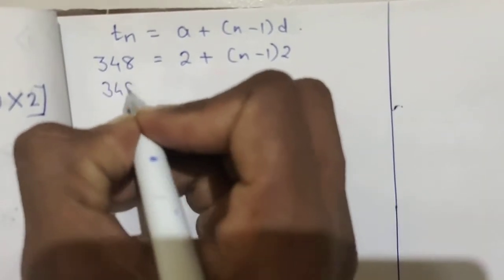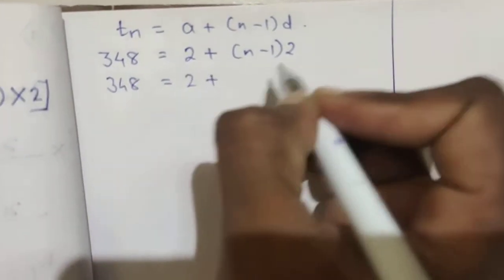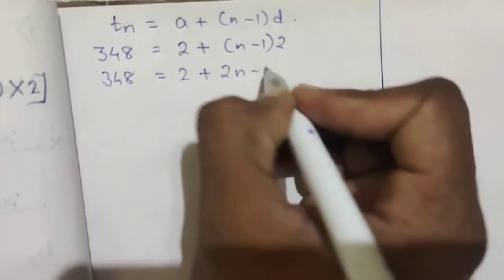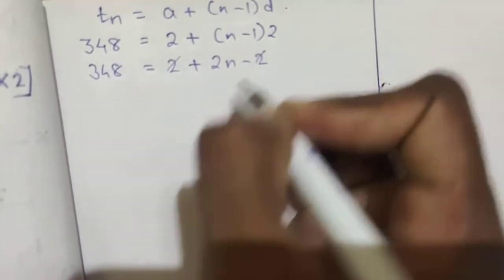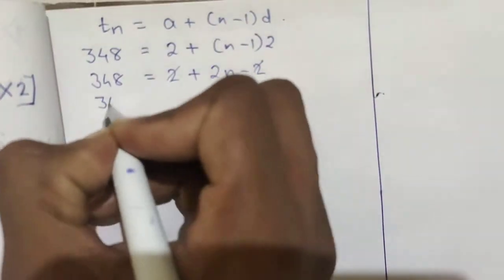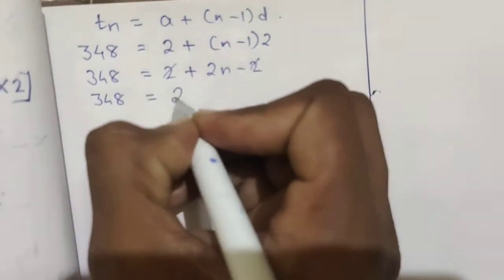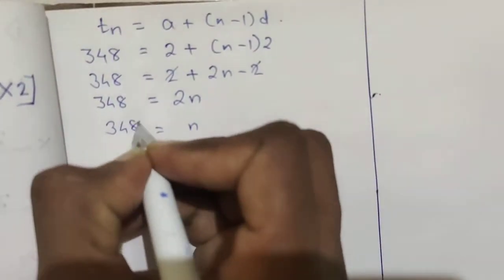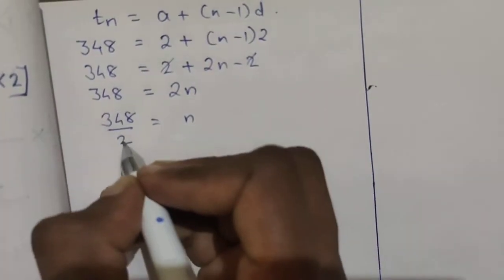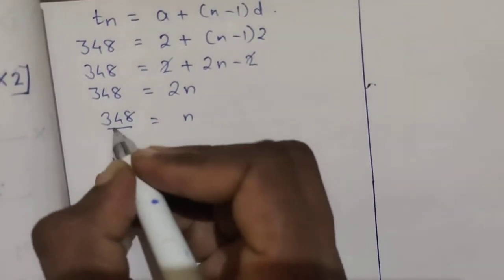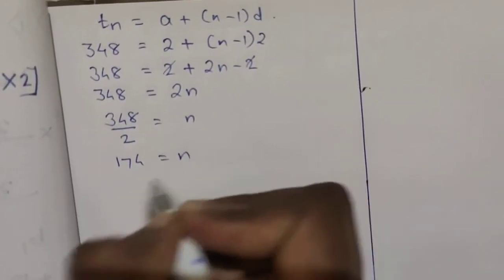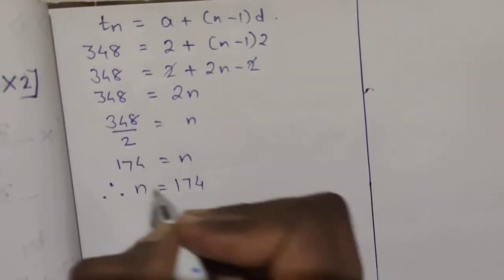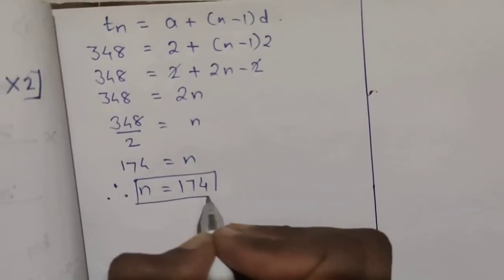Now simplify this. This is 2 plus, multiply this 2 in this bracket. So this becomes 2n minus 2. Now these 2 and minus 2 get cancelled. So you are going to get 348 equals 2n. Now transfer this 2, so this becomes 348 divided by 2. And if you do cancellation, 2 1 ja, 7 ja and 4 ja. So here you are going to get n is equal to 174.